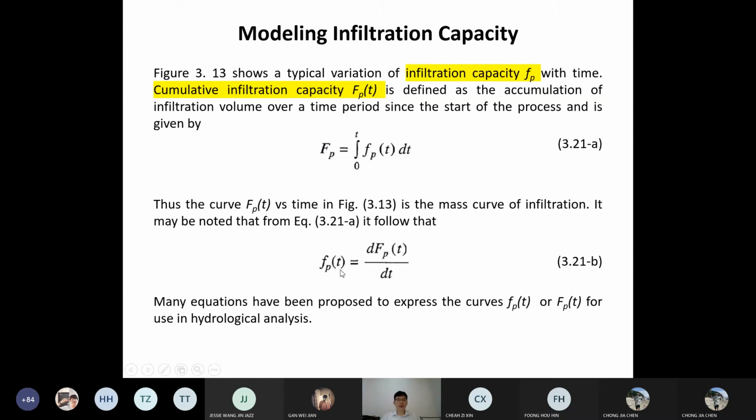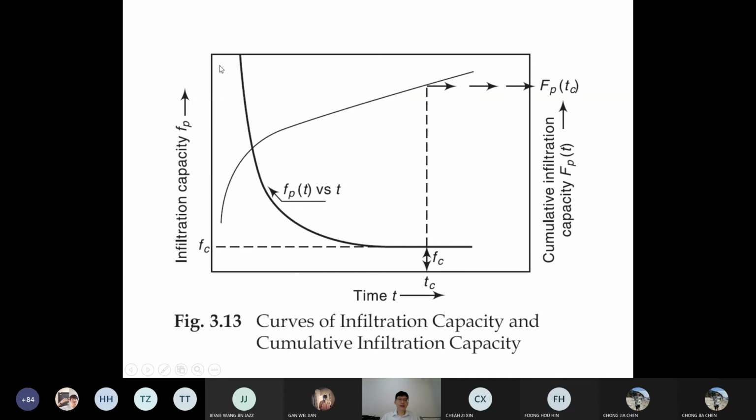If we want to get the infiltration capacity at a certain time, we can take the accumulation divided by dt. So you can see this graph is very important. Over time, the ability of the soil to let water infiltrate becomes lesser and lesser. This is the small FP, and the accumulation becomes more and more. This is the big FP, TC.